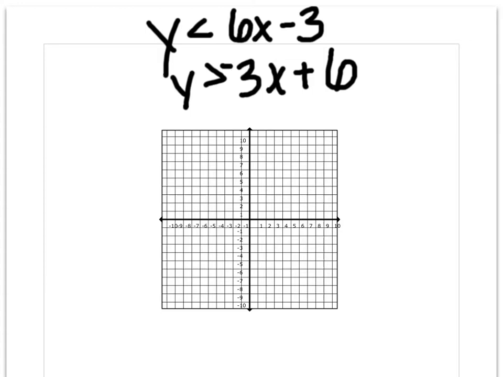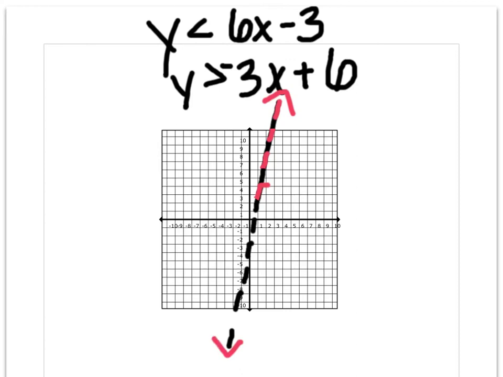So we have y is less than 6x minus 3. So we start at negative 3, and go up 1, 2, 3, 4, 5, 6, and over 1. You could also go down 1, 2, 3, 4, 5, 6, and over 1. So we have this line, which is supposed to be dotted. So this is dotted. Okay.